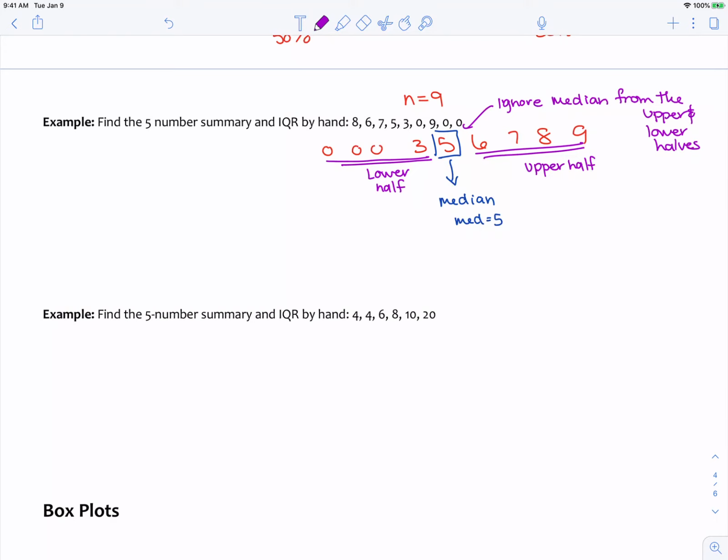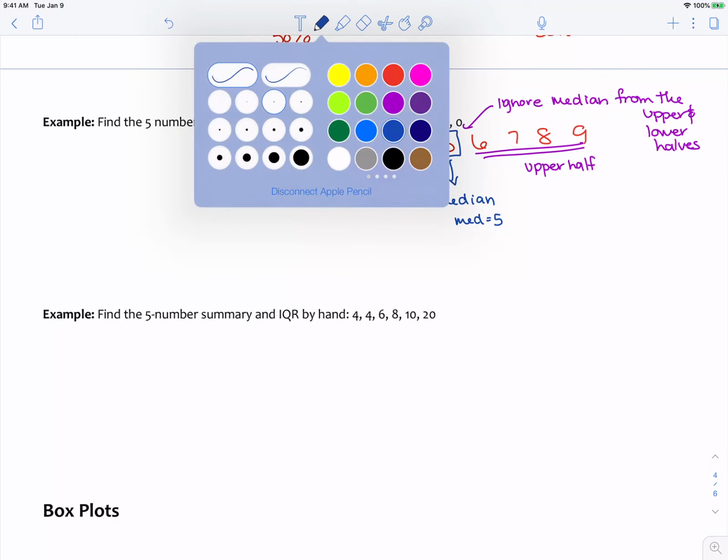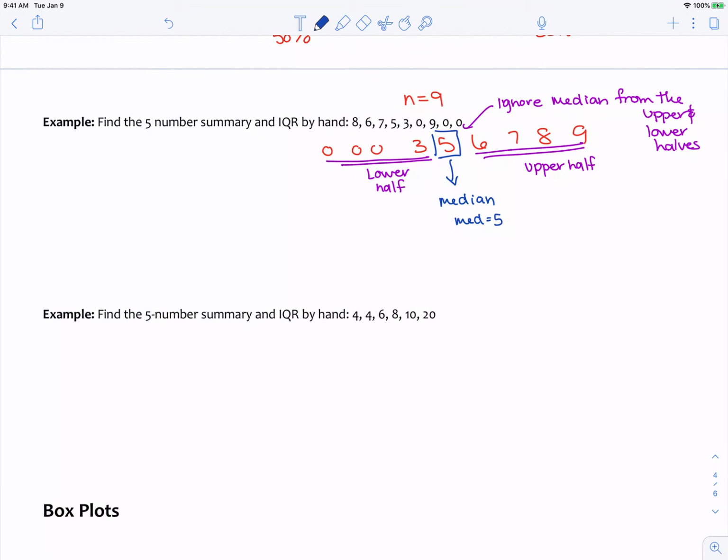Okay, and so now we want to find the median of the lower half. In this case, we have an even number of data values in the lower half, so we're going to need to find the average or mean of the middle pair of values. That means Q1 will be equal to the mean of that repeated pair, so it's going to be equal to 0. Most of the time you can just do this in your head. That will be the value of Q1.